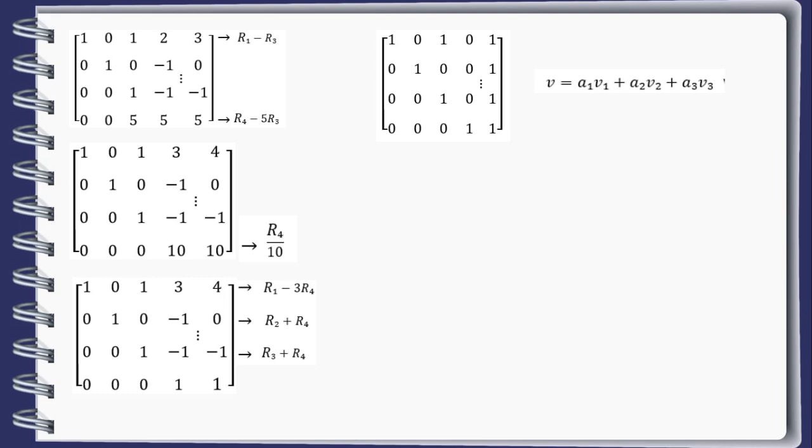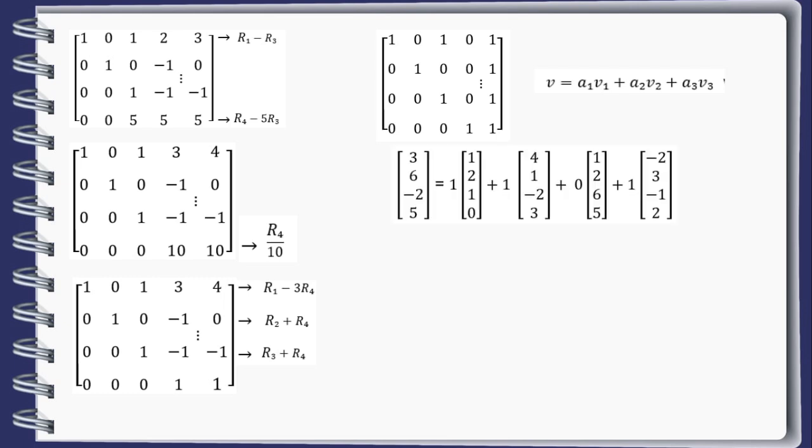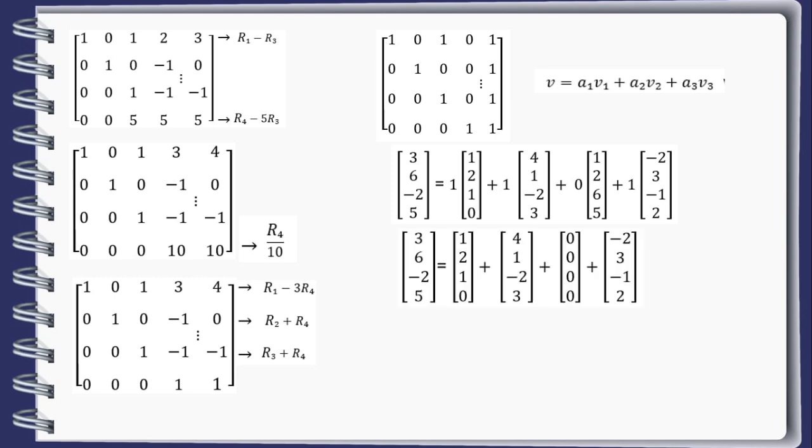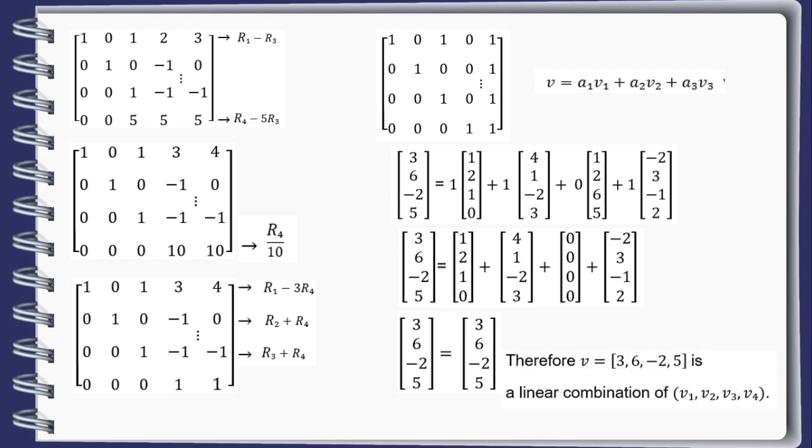So going back to the definition of linear combination, V is a linear combination if it takes this form. Working this out, we check if we arrive at our V. Using scalar multiplication, we have this, and performing the addition operation on this, we have this. Notice that the right hand side and the left hand side are the same. Therefore, we can say that V is a linear combination of V1, V2, V3, and V4.